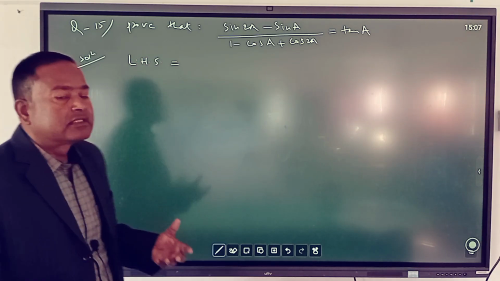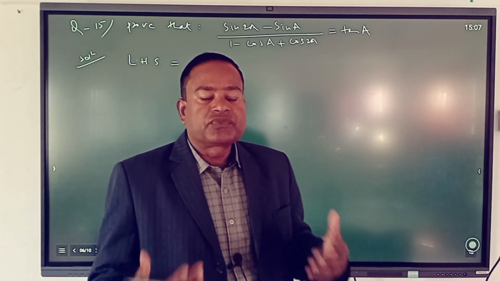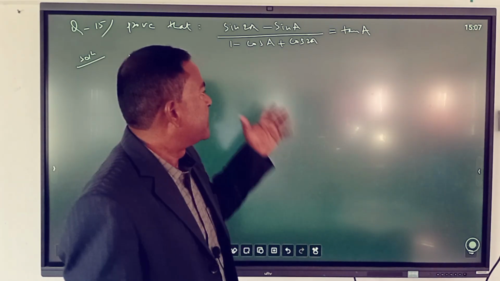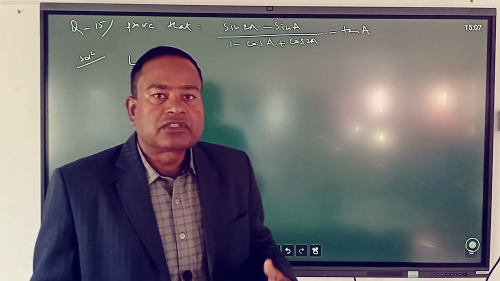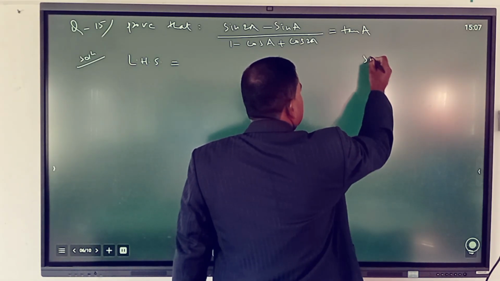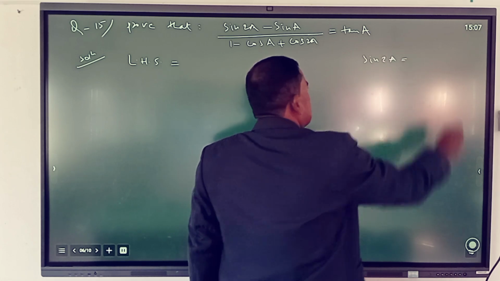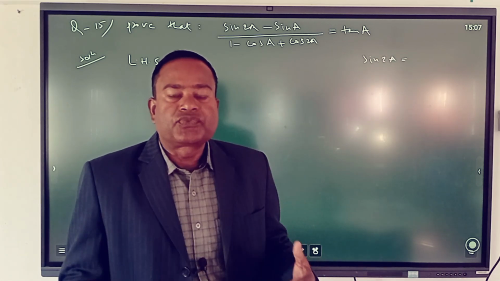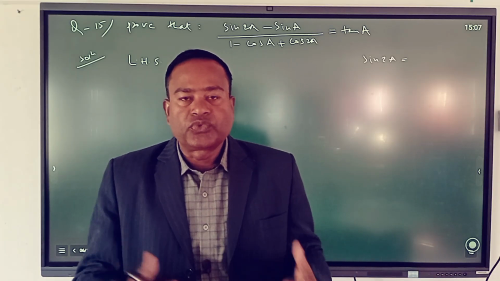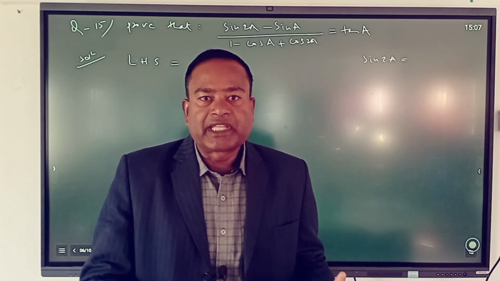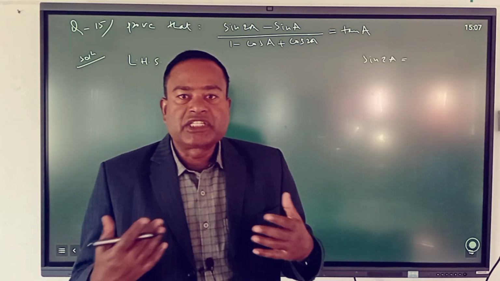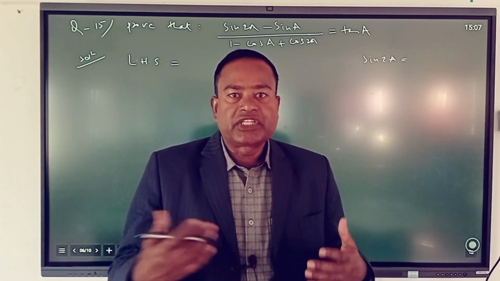So dear student, in this problem we have to use the formula of sin 2a and cos 2a. Let's recall once the formula of sin 2a and cos 2a. The formula of sin 2a, which is the trigonometric ratio of a multiple angle, 2a is called the multiple angle of a. We know that sin 2a is equal to 2 sin a cos a.